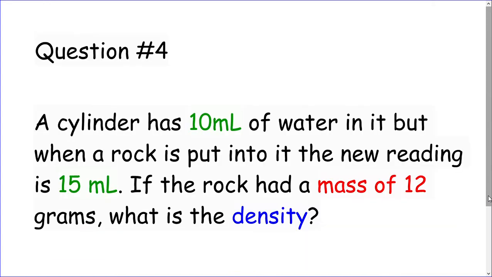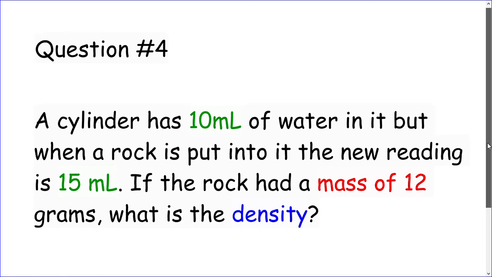So I have question 4 here. We have a cylinder that has 10 milliliters of water in it, but when a rock is put into it, the new reading reads out 15 milliliters. So if the rock had a mass of 12 grams, what would the density be? Pause the video, give it a try, and come back when you're ready.